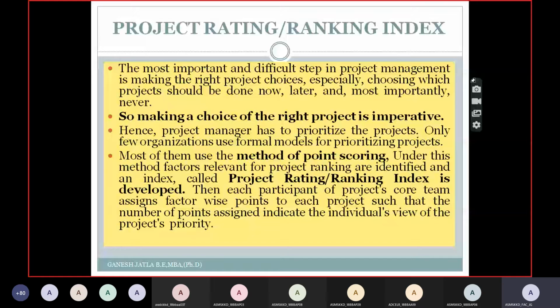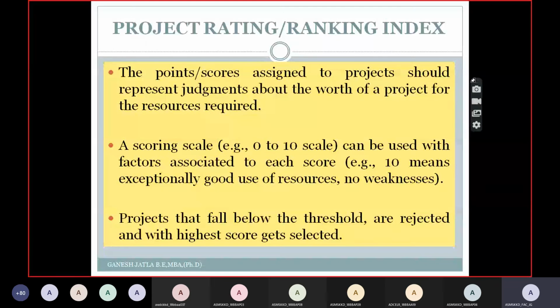Under this method, they try to give project ranking based upon the identified indexes. For these indexes, they develop some indexes and give weightage to these project rating indexes. These weightages will be given in points from 0 to 10. They will multiply with the weighted average, and the project which has the highest weightage will be selected.